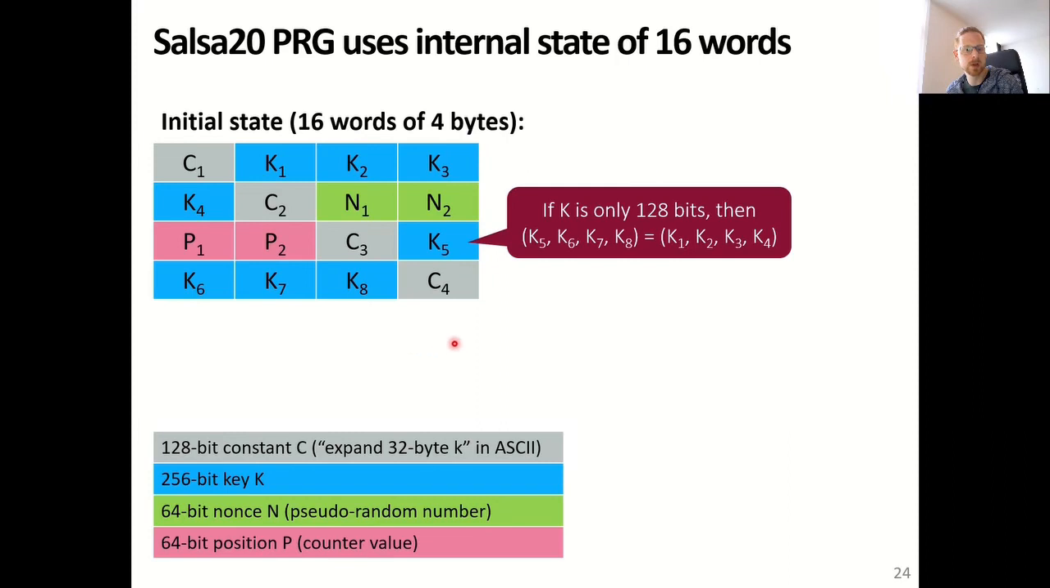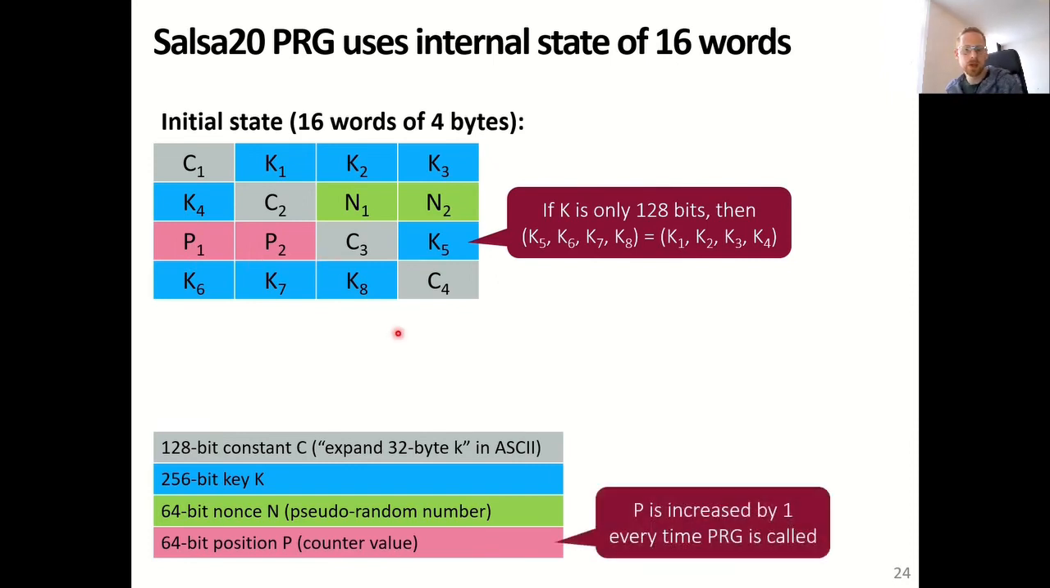Next up is the nonce. The nonce is a pseudo-randomly generated number that is different for each message that is encrypted. So for a single message, the function h is executed multiple times, and the nonce stays the same. However, every time the function is executed, the position counter p does increase by 1. So the output will be different every time. This position counter p starts at 0 and then is increased by 1 at every execution, as I mentioned.